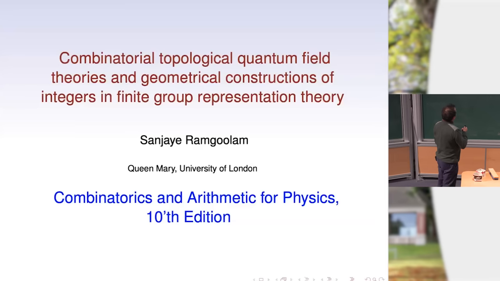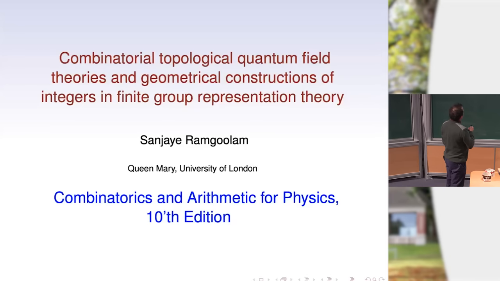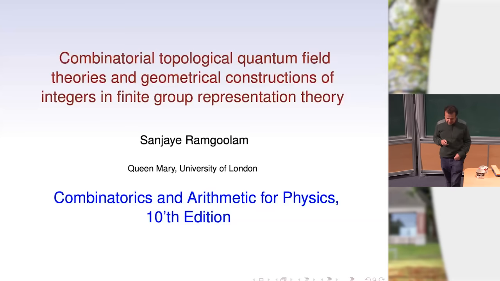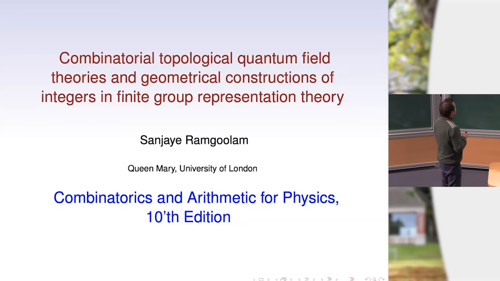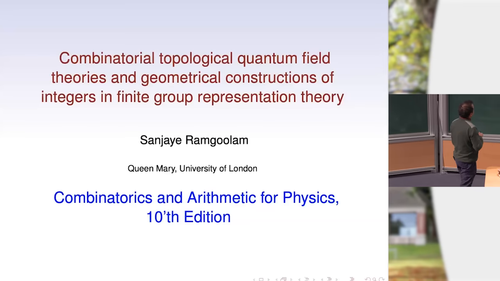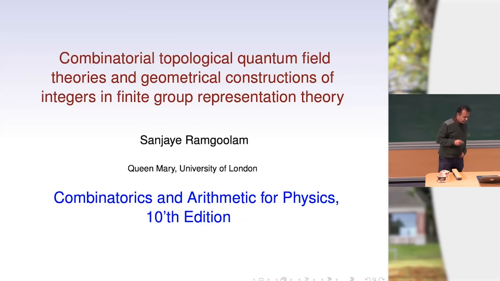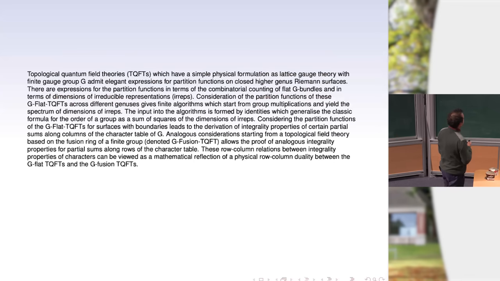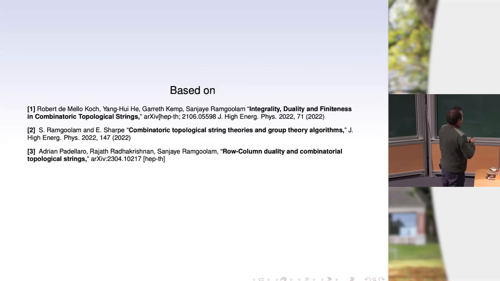So this is going to be about combinatorial topological quantum field theories and geometrical constructions of integers in finite group representation theory. I'll tell you why we got thinking about this and a bit of the background, but I'll focus on the mathematics because of the nature of this meeting.